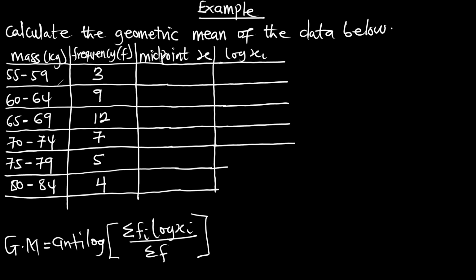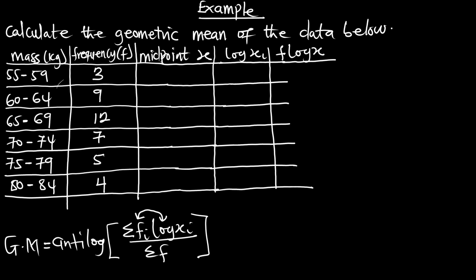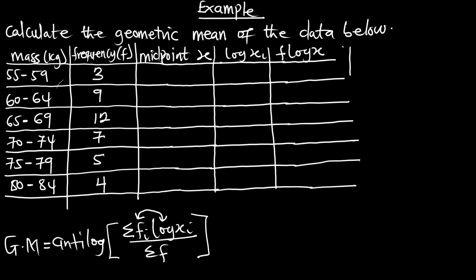Are you okay? So after getting log x, we are now going to multiply log x and the frequency. So the next column is going to be f multiplying log x, and that will be for all. Whatever we get in this column will be the summation of f log x. We just put it there over the summation of the frequency. Are we okay? So this is our final table.